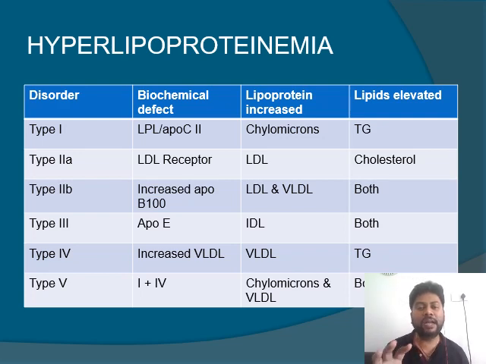So these are the various types of primary hyperlipoproteinemia: type 1, type 2A, 2B, 3, 4 and 5. Regarding each of these, what is the biochemical defect, what is the lipoprotein that is increasing, and what is the major lipid that is elevated? These three things you should know. Once you know the biochemical defect, these other two things you can easily make out if you know the metabolism properly. So that's it about primary hyperlipoproteinemia.